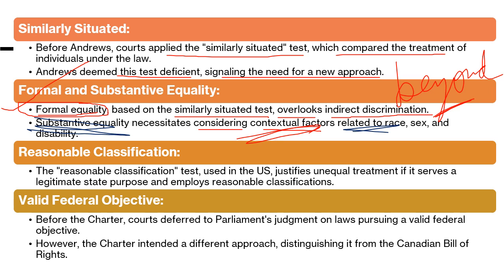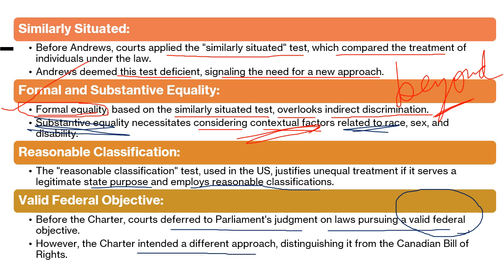So the reasonable classification test used in the US justifies unequal treatment if it serves a legitimate state purpose and employs reasonable classification. Before the Charter, courts deferred to Parliament's judgment on laws pursuing a valid federal objective, that if a particular legislation has a valid federal objective, then it won't be protected under any kind of equality right. However, the Charter intended a different approach. It distinguished its meaning related to equality rights and its scope.